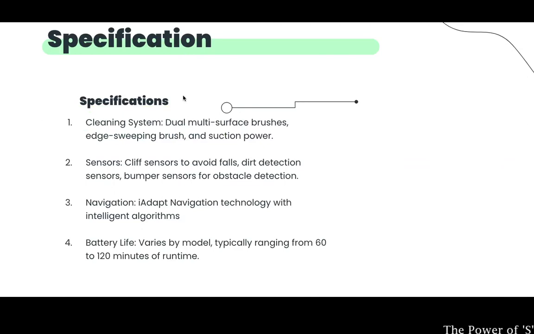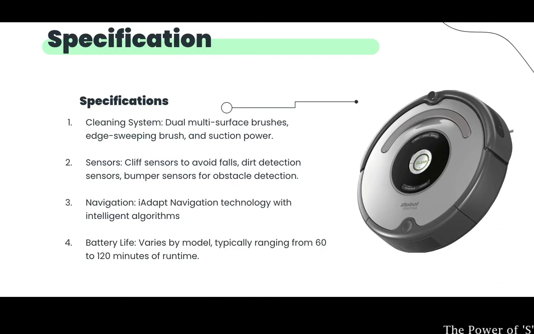Now, specifications. The specifications of the Roomba include cleaning system, sensors, navigation, and battery life. It has a dual multi-surface brush with an edge sweeping brush and suction power like a normal vacuum. Sensors: cliff sensors to avoid falls, dirt detection sensors, bumper sensors, lots of sensors, guys. Navigation: it has iAdapt navigation technology. It basically uses sensors to map out the entire room, so it knows where to go next time.